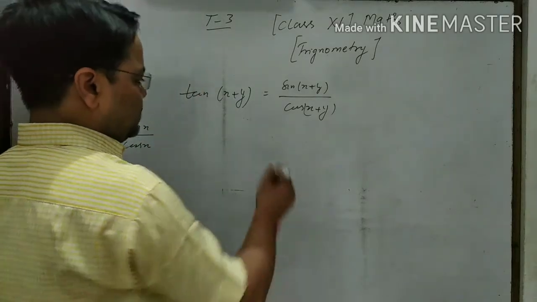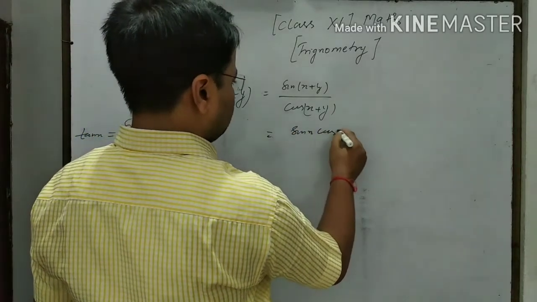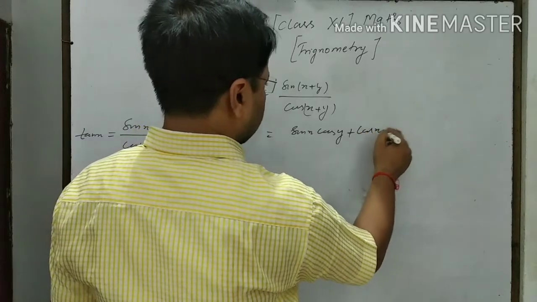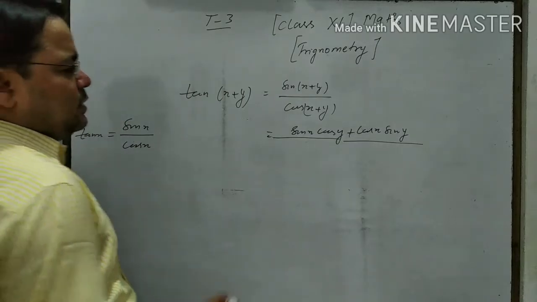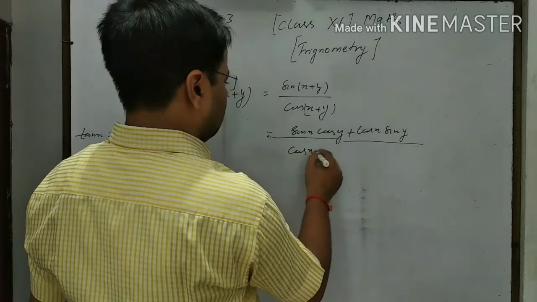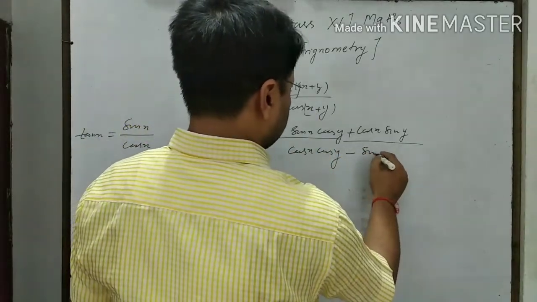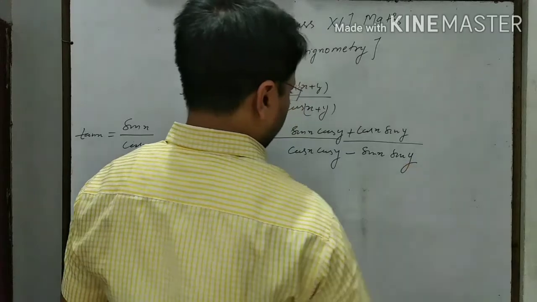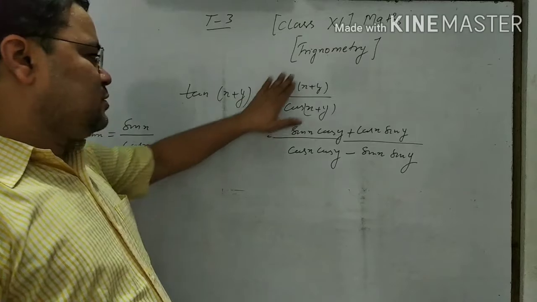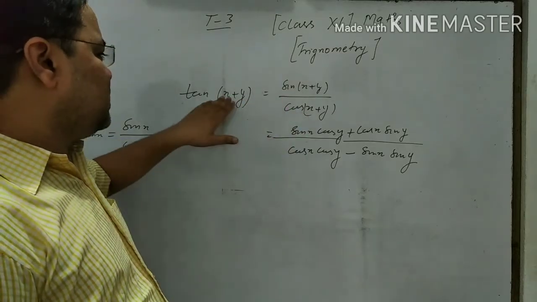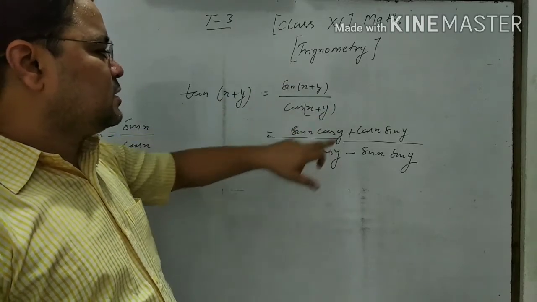Now let us explain it. Sin x plus y is what? Sin x cos y plus cos x sin y. Okay. And here cos x plus y is what? Cos x cos y, if here plus, then here minus sin x sin y. So what we are doing? We just write tan theta is equal to sin theta by cos theta, and in the place of theta here, x plus y. So tan x plus y is sin x plus y upon cos x plus y.